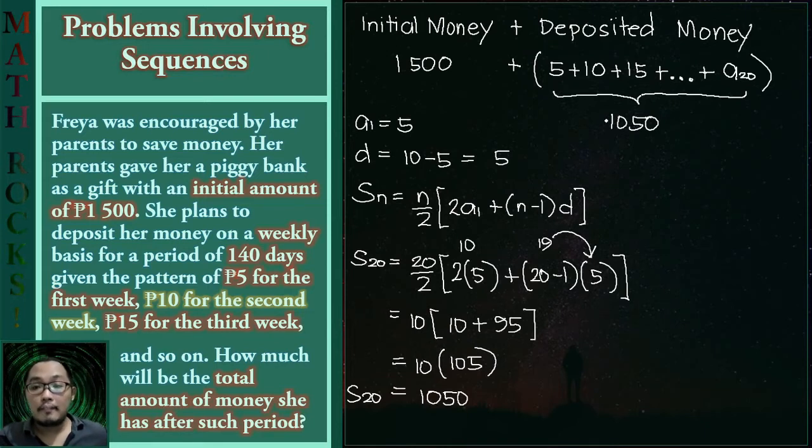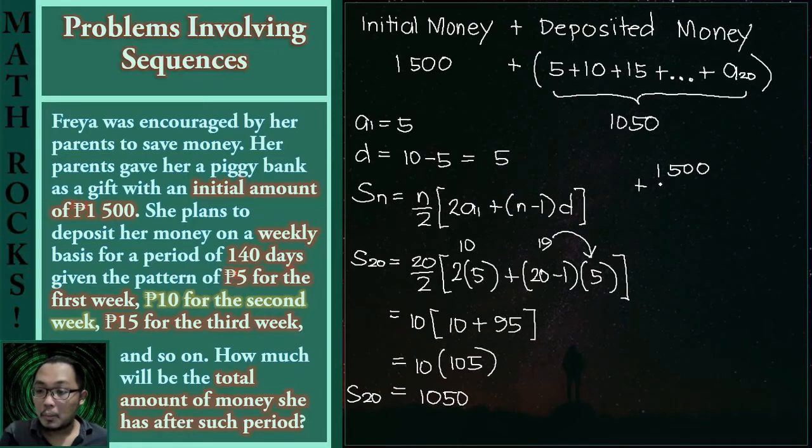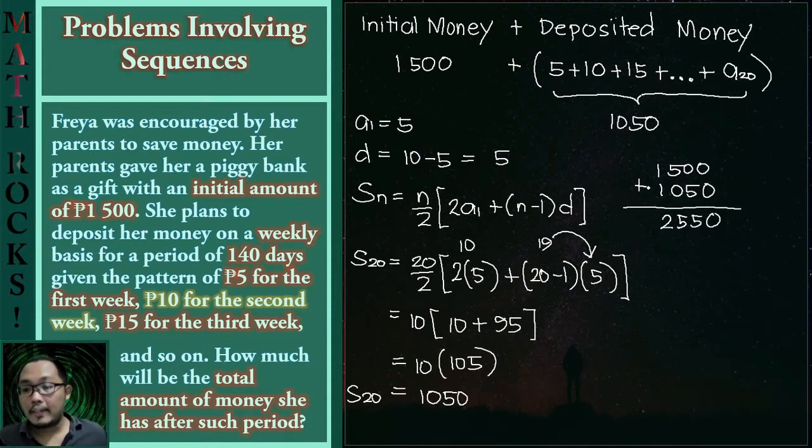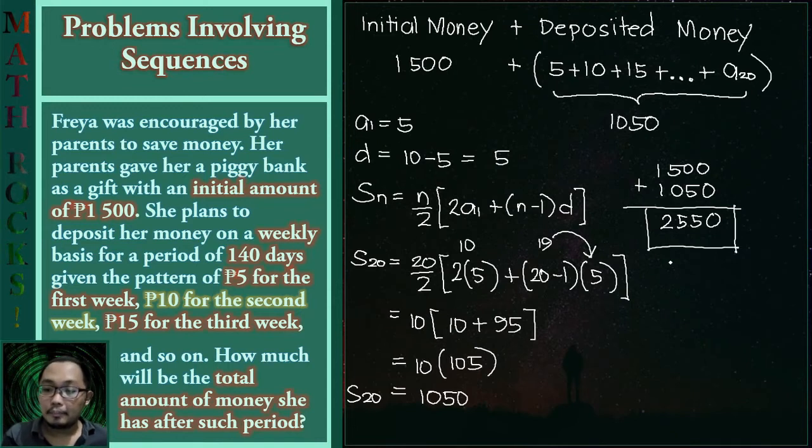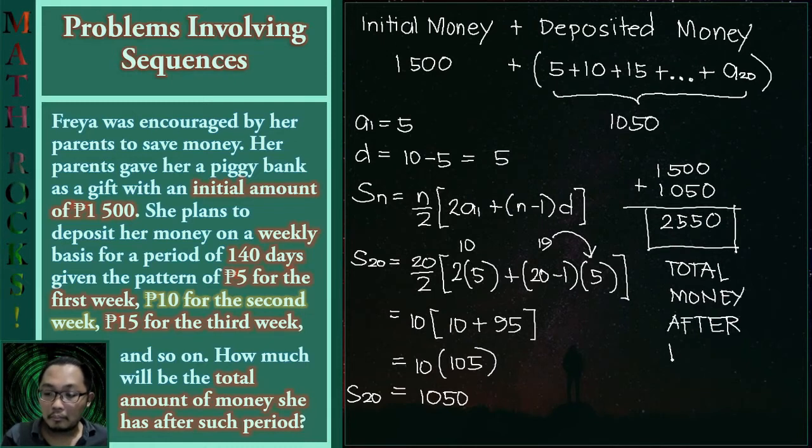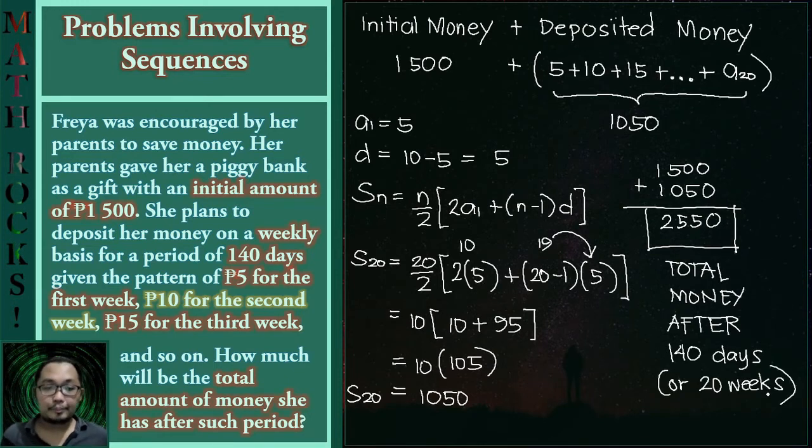And now for us to have the total amount of money Freya has after such period of 140 days or 20 weeks, then it would simply be the initial amount of 1,500 plus 1,050, and there is a total of 2,550. And now let us proceed with the next problem.